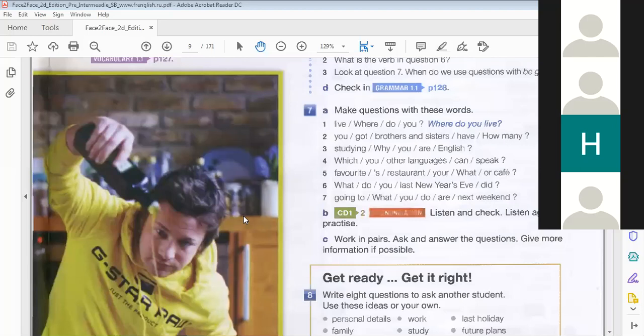Okay. Where do you live? 2. How many brothers and sisters have you got? 3. Why are you studying English? 4. Which other languages can you speak? 5. What's your favourite restaurant or cafe?